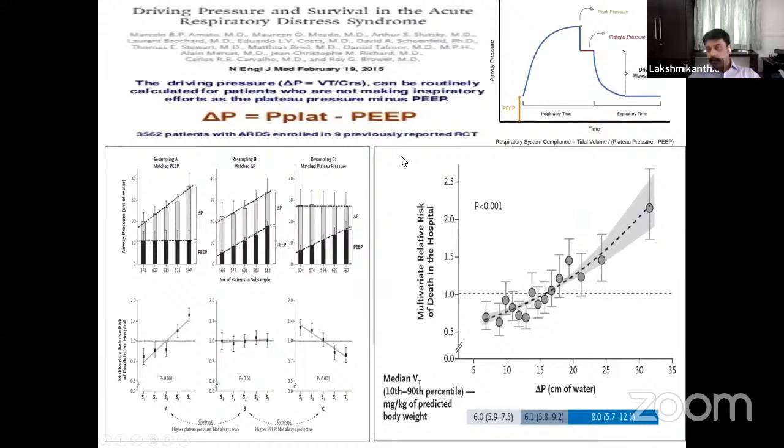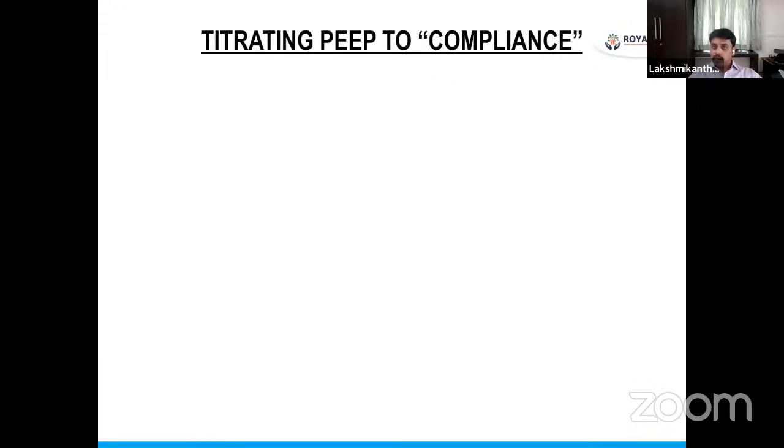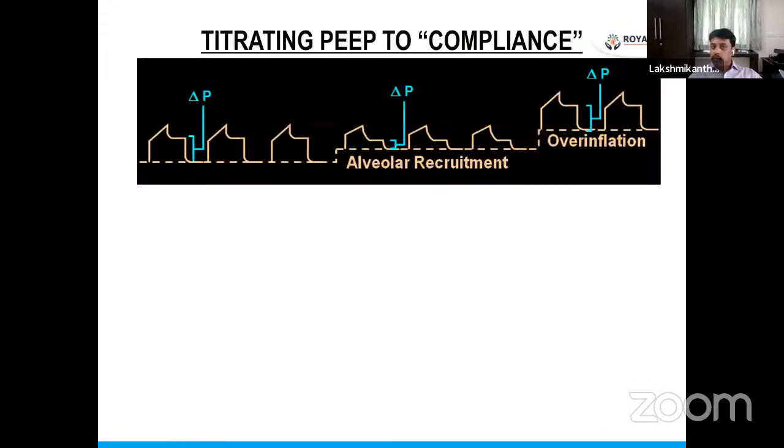So what is the driving pressure that we can aim for? In the same study, it was found out that a driving pressure of around 16 showed an improvement in mortality. So what we do is maintain a PEEP and see to it that the plateau pressure above the PEEP, that is your driving pressure, does not cross 16 centimeters of water. So based on this, we can titrate your PEEP.